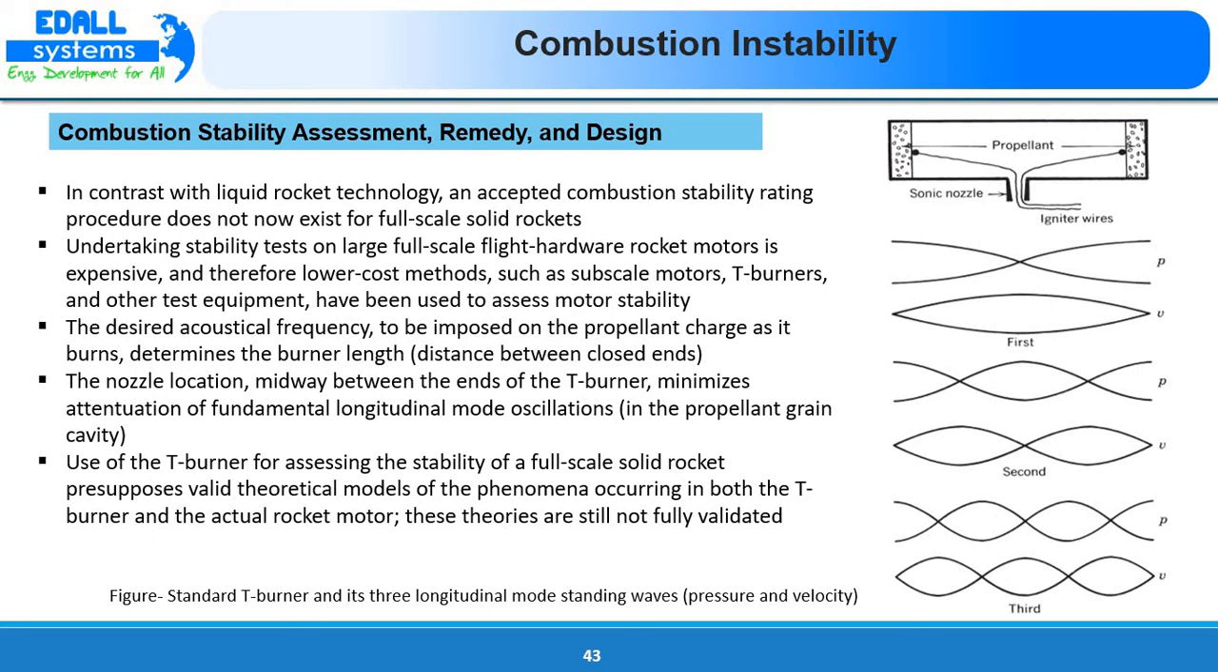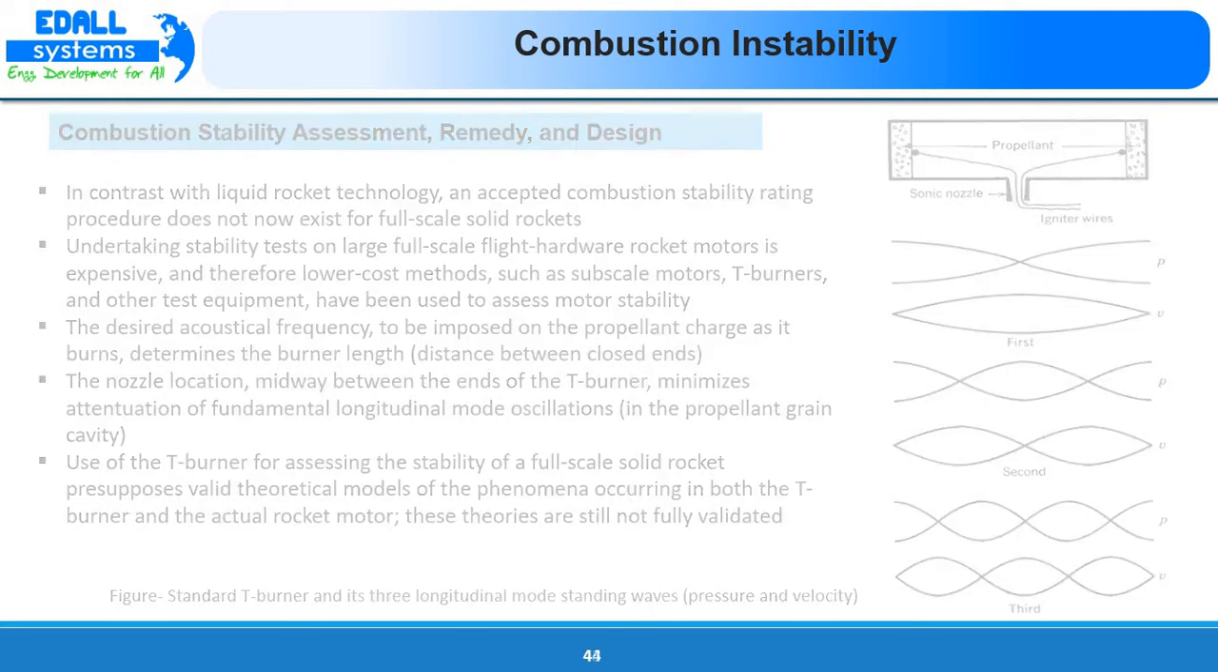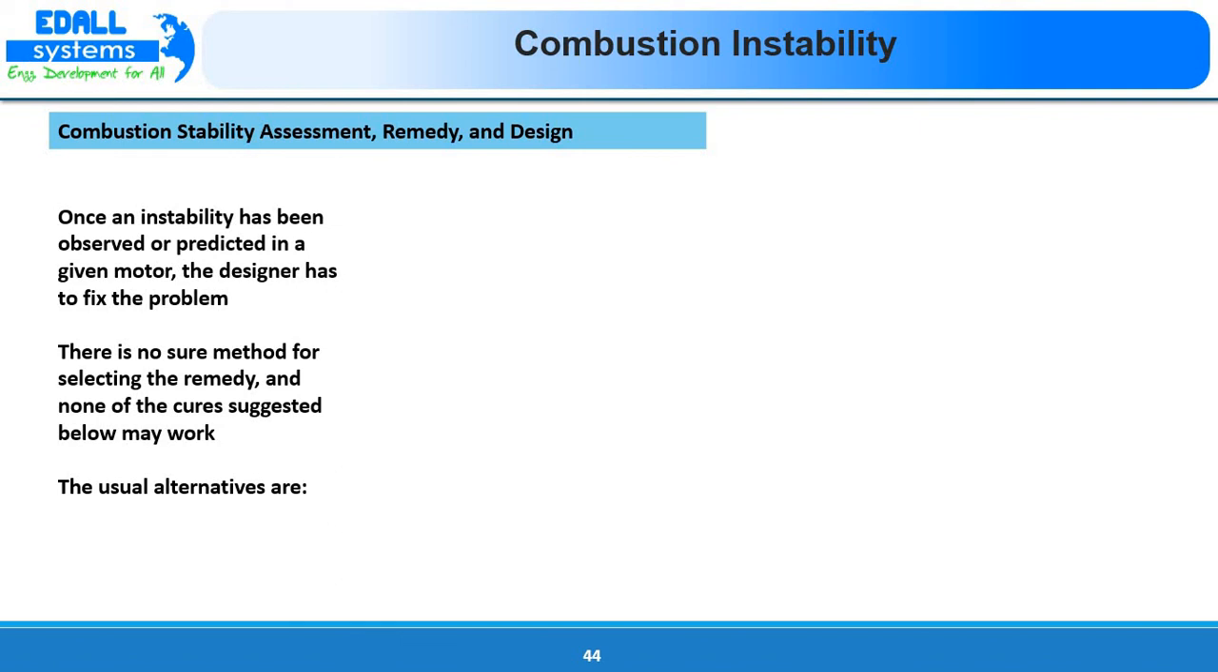The nozzle location midway between the ends of the T-burner minimizes attenuation of fundamental longitudinal mode oscillations in the propellant grain cavity. Use of the T-burner for assessing the stability of a full-scale solid rocket presupposes a valid theoretical model of the phenomena occurring in both the T-burner and the actual rocket motor. These theories are still not fully validated. These are just some of the research that have given the idea of this use of T-burner, but still they are not fully validated.